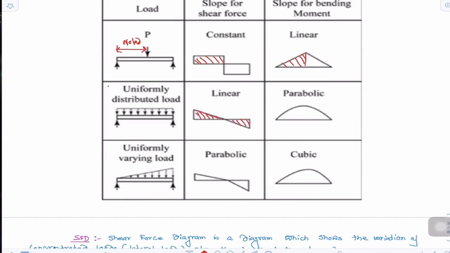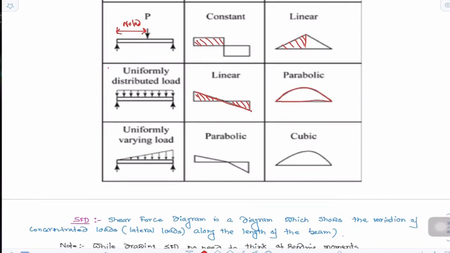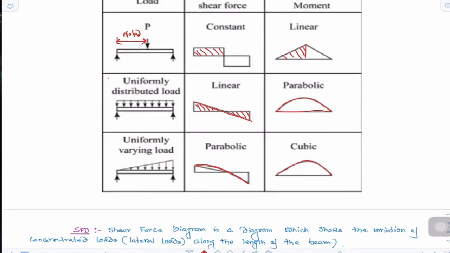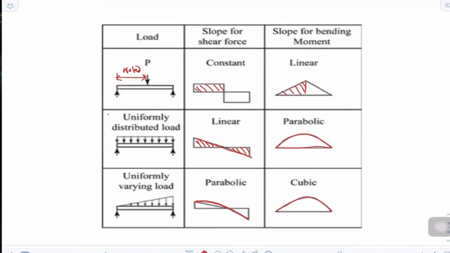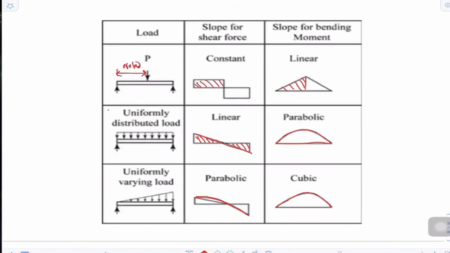You need to connect by inclined straight line. I think it is visible on your screen. Similarly, under the UDL, your bending moment diagram is parabolic. Similarly, if your load is a uniformly varying load, your SFD will be parabolic, but the bending moment diagram will be a cubic parabola. You need to follow this rule to connect the shear forces at the different locations.